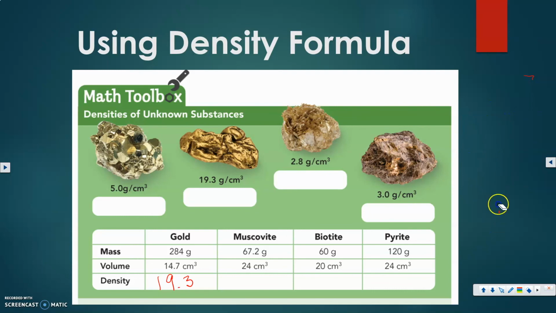And now I want you to try the other three on your own, and we'll compare answers. So pause the video now, calculate the three densities of muscovite, biotite, and pyrite, and then we'll do them together.